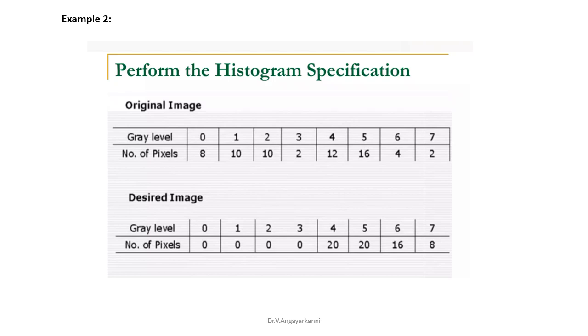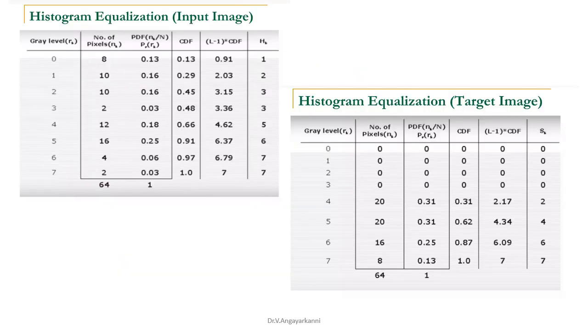Next example we can see is to perform the histogram specification using the original image and the desired image. Unlike the earlier example, here the image pixel values are given for the desired image. In the earlier example we saw the probability was given. Here we have to calculate it using the graph; they have given us the values in a table. Here we have to calculate the histogram equalization for the input image and the target image.